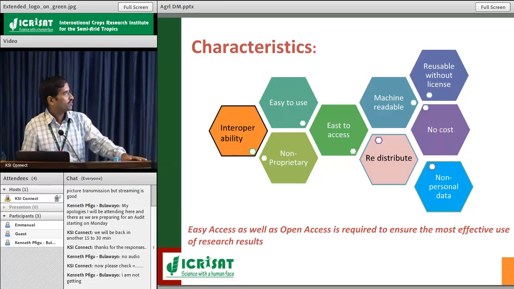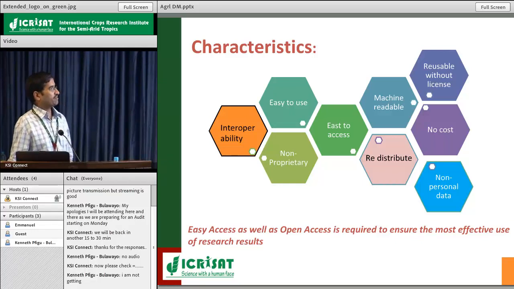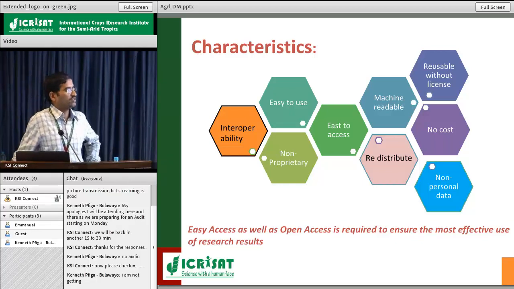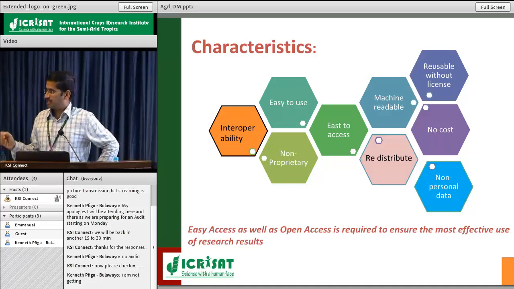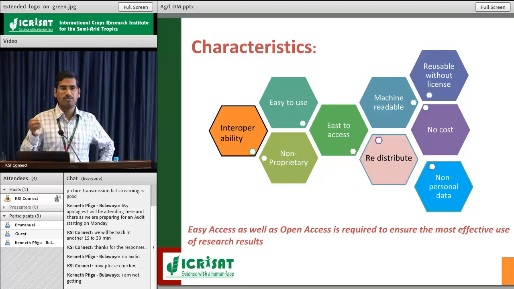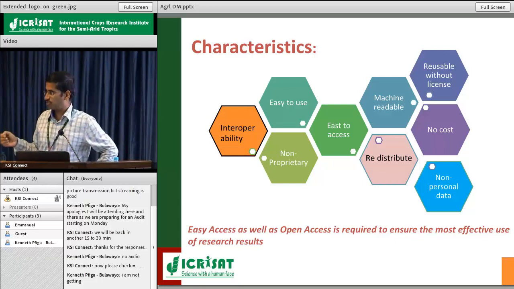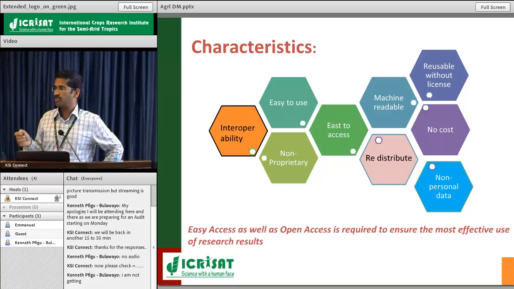If you look at the bottom line, easy access as well as open access is required to ensure the most effective use of research results. All the scientists do the research and produce the research results. But if you, as a researcher, keep your data within your desktops, then it is of no use, because most of the research projects are with public funds. If you are doing your research with public funds, that should be open to the public.